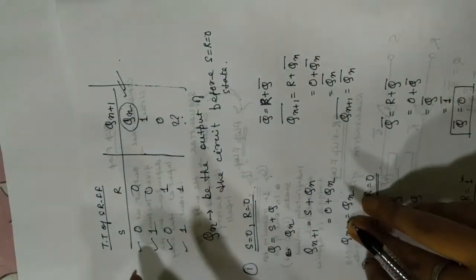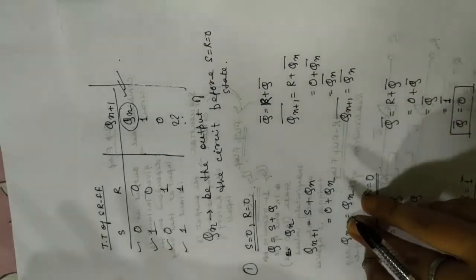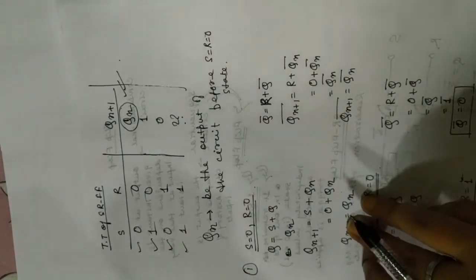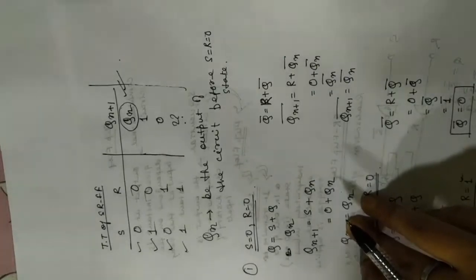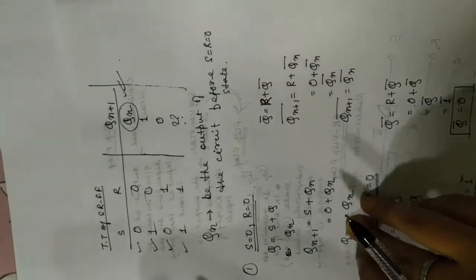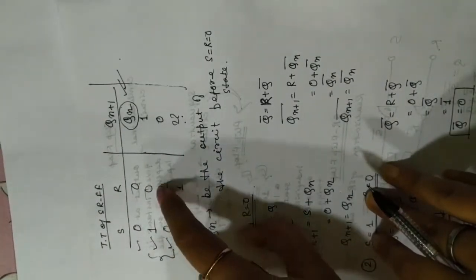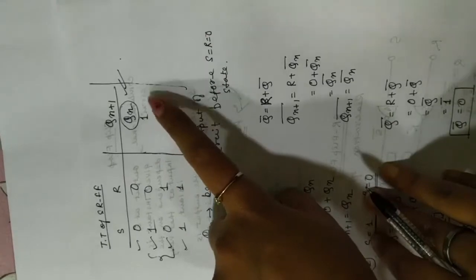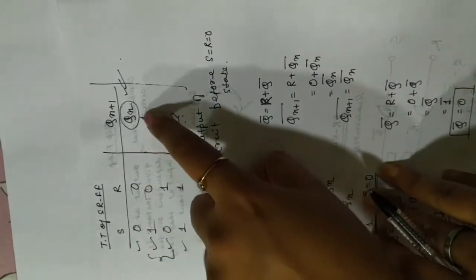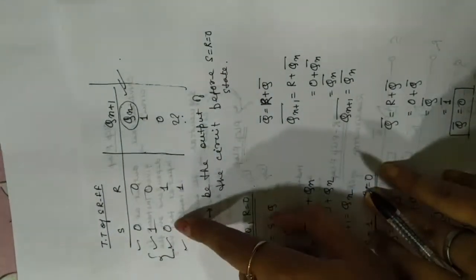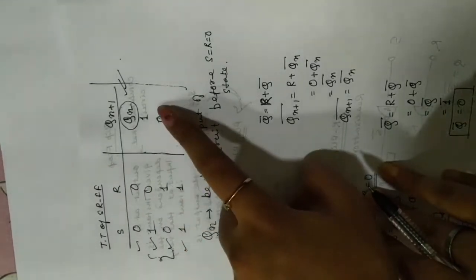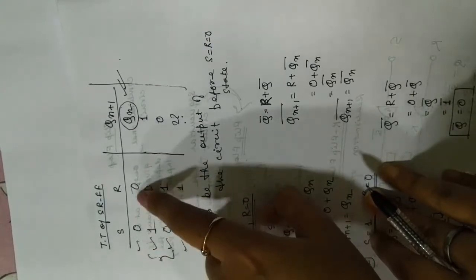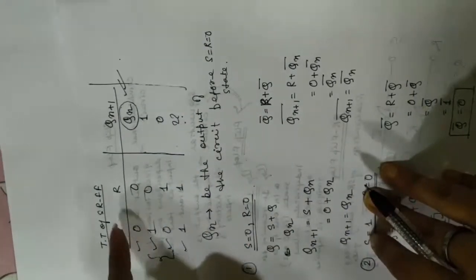If you want to change the value of the last output, say you want to make Qn the last output 1 or 0, you have to apply any of these stages. If you put S equal to 1 and R equal to 0, you can change the output to 1, and then by applying S equal to 0, R equal to 0 you can retain that 1 forever. Similarly, if you want the output to be 0, you put S equal to 0 and R equal to 1, and then you can retain it forever by using S equal to 0, R equal to 0.